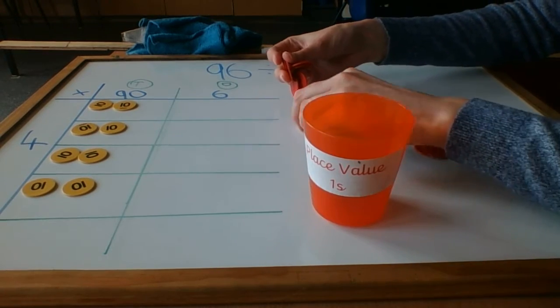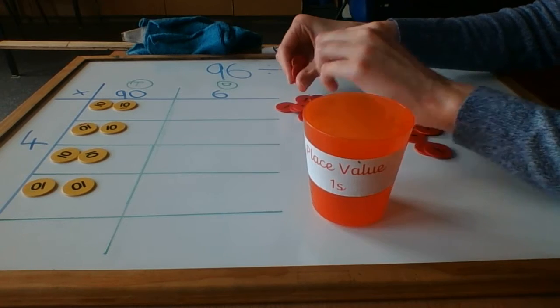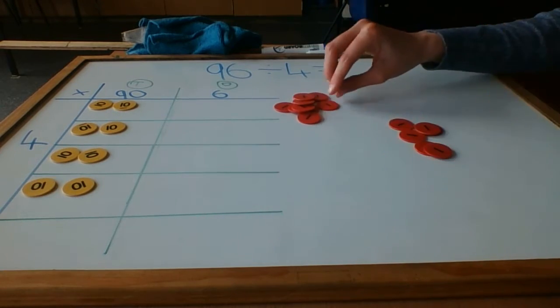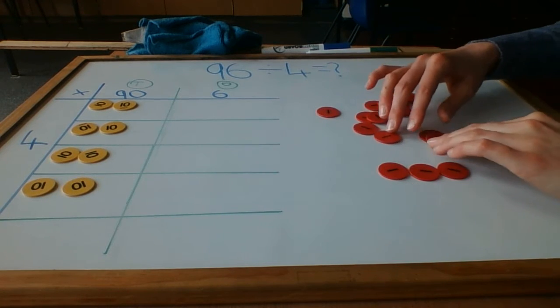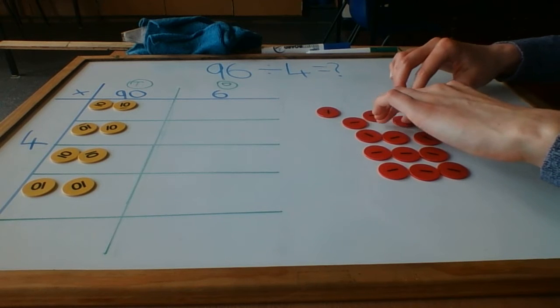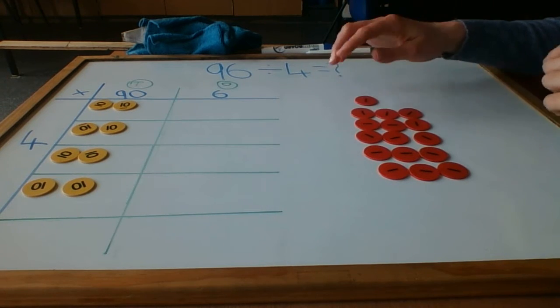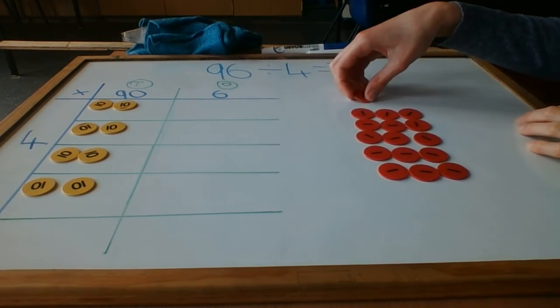So, 1, 2, 3, 4, 5, 6, 7, 8, 9, 10. There we go. Change it for 10 ones and add it to the ones that I already had. So, lay these out so I can see them. There we go. And then I'm going to divide my ones up between my 4 groups.